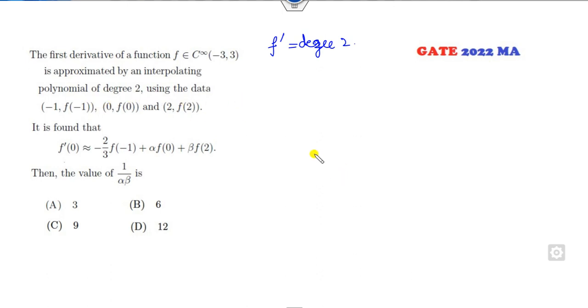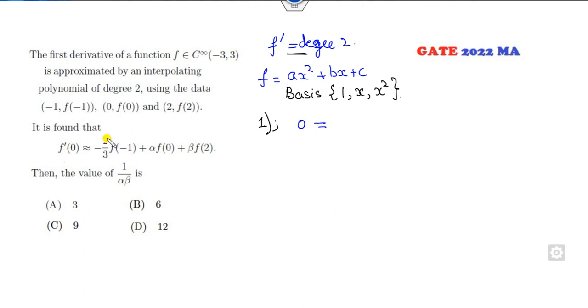Okay, I think very simple. It's a degree 2. What kind of this? It's ax square plus bx plus c, or instead of this, because it's an equality, I can simply choose 1, x, x square as a basis. Now I can substitute this value here. If I simply take the basis as 1, what will happen? What is the f dash of 0? Minus 2 over 3 f of minus 1.